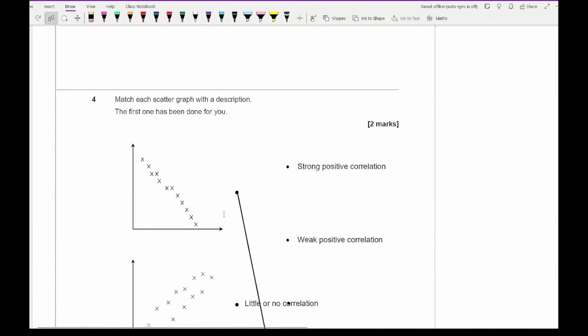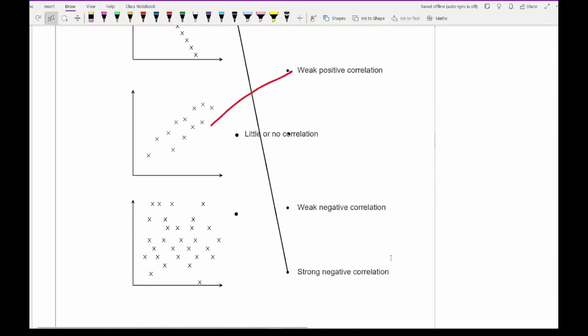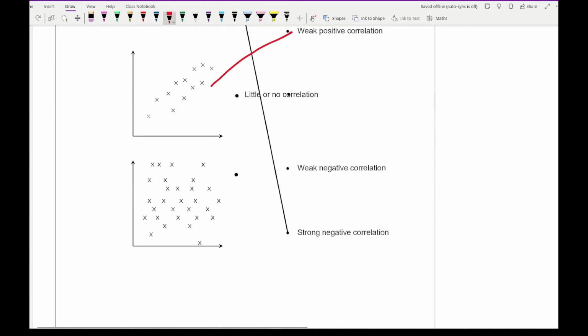Then for question 4, it's just a case of matching up the graphs. Now again, just try and ignore the misalignment of each of these. So this one shows, the middle one shows a weak positive correlation, and the last one shows no or little correlation.